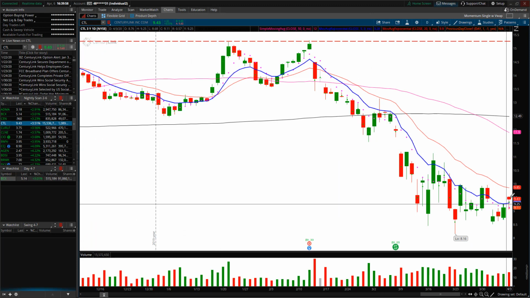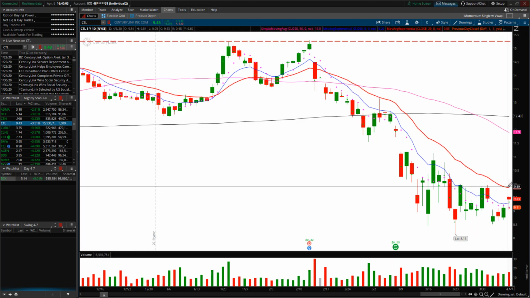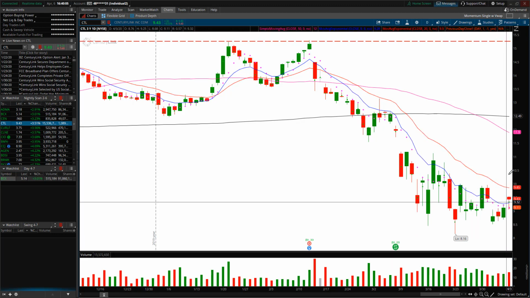So I don't really like red hammers like that in between moving average lines. If that was a green hammer and it was above the 20 or down here, I would consider it, but not liking that one at the moment.